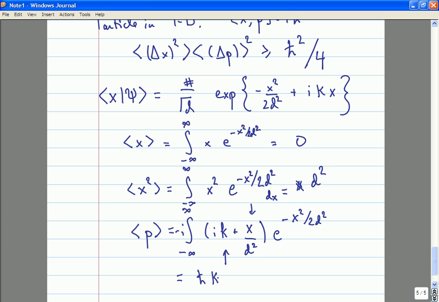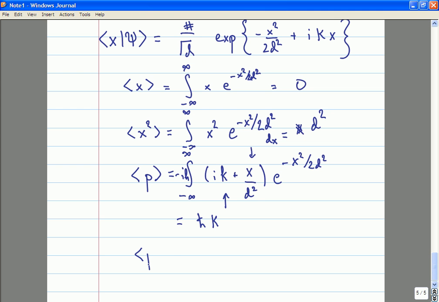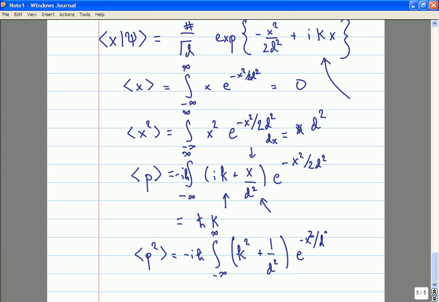p is minus i h bar times the derivative operator. And finally, the expectation value of p squared, well, you need to take two derivatives now, so that's minus i h bar, integral from minus infinity to infinity. What do you get? Well, you can just take two derivatives of this Gaussian here. You get one term that looks like k squared, plus another term where the derivative hits this term here, which is a 1 over d squared, integrated with this Gaussian, plus a bunch of other stuff that integrates to 0 for the same reasons that we've discussed. So what is this?